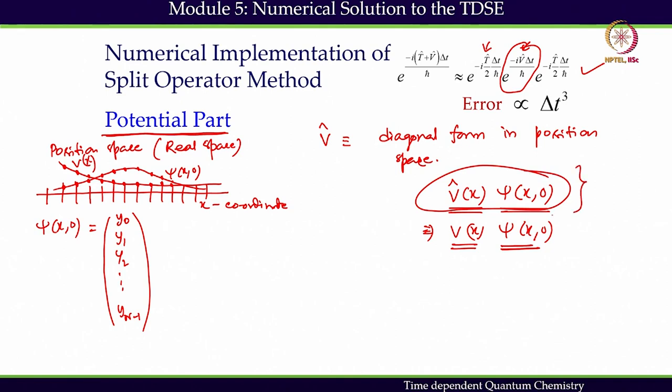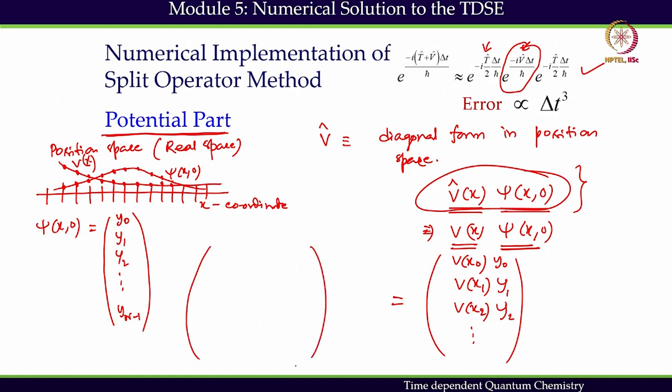This part, the matrix representation of this part would be simply V x0 multiplied by y0, V x1 multiplied by y1, V x2 multiplied by y2, like this. It is just multiplying corresponding elements. And if it is so, then this can be represented as a diagonal matrix.